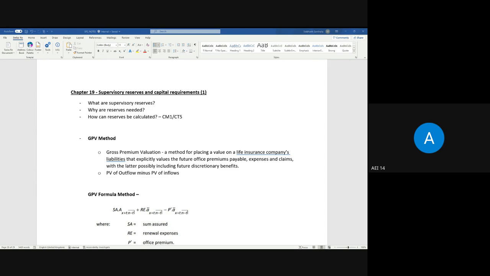Now this extra 36 that a company needs to hold is called supervisory capital requirement or solvency capital requirement, which is over and above the supervisory reserves. Is this clear? Yes. There are two components of protection, whatever the company has to hold over and above the best estimate liability. One is the reserve component and the other is the solvency capital requirement component.